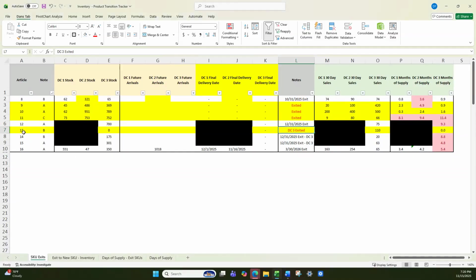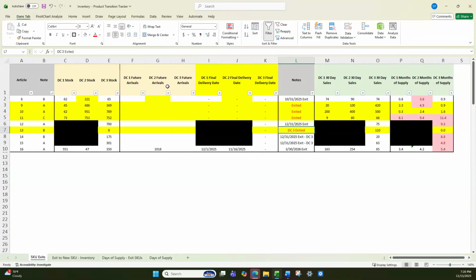So in this example, we're looking at several SKUs where we're going to exit them, but we're not going to replace them with a new SKU. This might be units or sizes or just inventory that just isn't selling very well. And this helps us to analyze and see how many months of supply we have in these exits. So how long is it going to take until we can fully phase them out of our DCs? In this example, we're going to be looking at a 3 DC model.